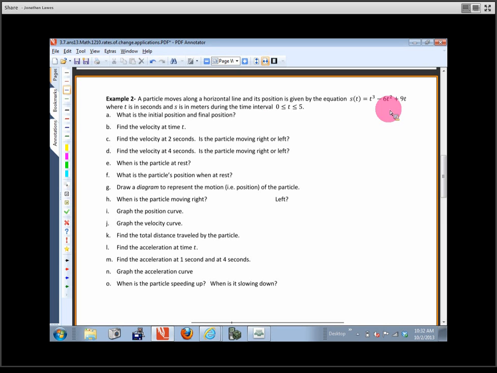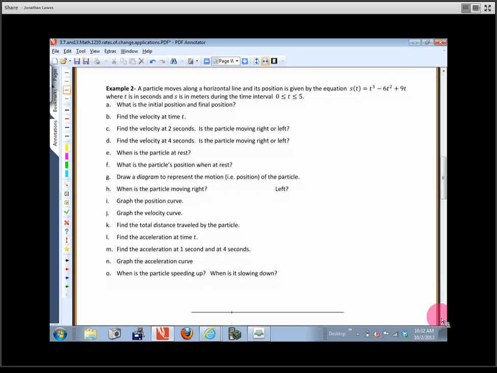And how often do we sit and stare at a particle moving along a line? Doesn't happen very often. Okay, so this is getting a little bit more abstract, but let's run through the questions here. We've got our position function, and it says t is in seconds, s is in meters, and this particular model for this motion only works from 0 to 5 seconds. So we're only tracking this particle's position for a short amount of time.